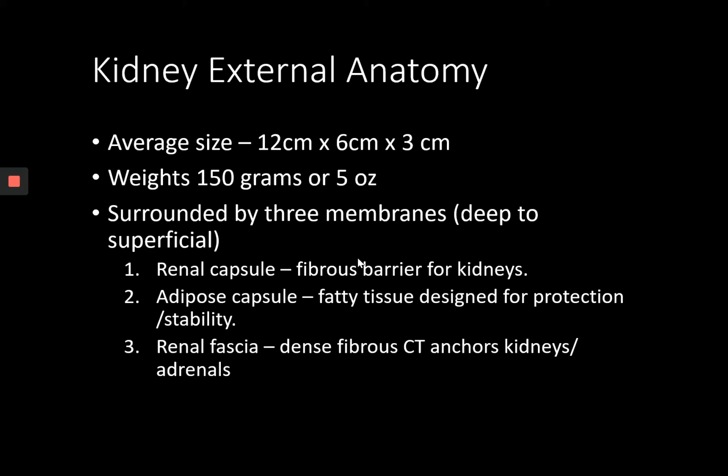And these are mainly going to be protective, including the renal capsule, which is a fibrous barrier just outside the renal cortex, a fatty protective membrane called the adipose capsule, which is designed for stability, so to hold those kidneys in place, but also protect them because they're really close to that dorsal area in your abdominopelvic cavity. So any hard hit to the back could really jostle them or damage them. And then there's the renal fascia, which is dense fibrous connective tissue that anchors to the abdominopelvic wall and adrenals that are near the kidneys.